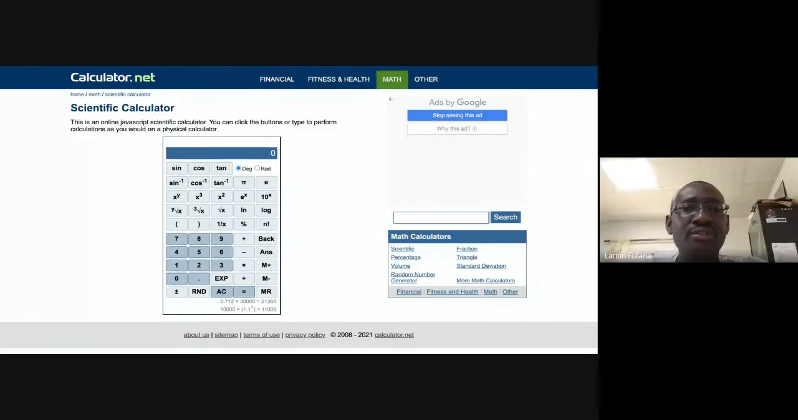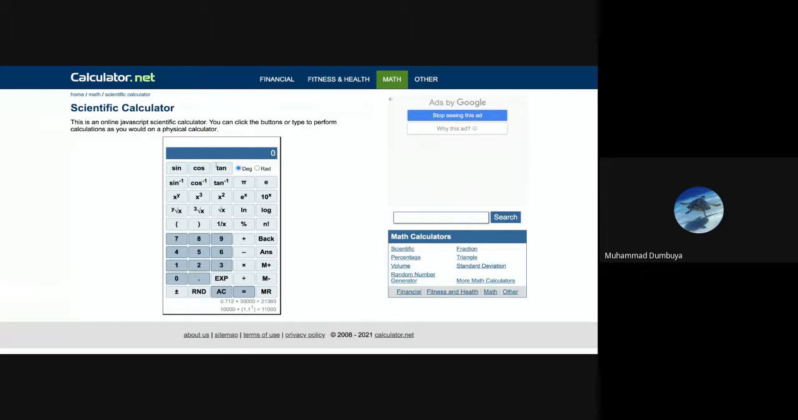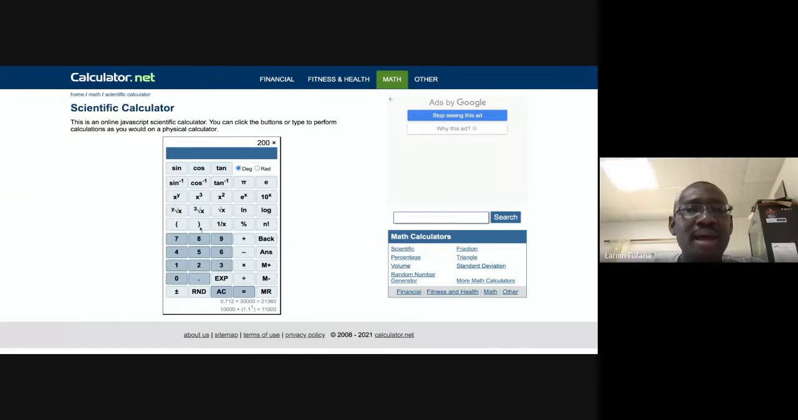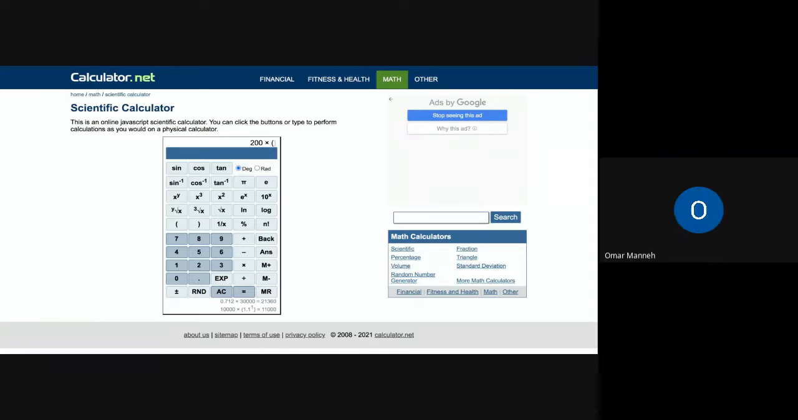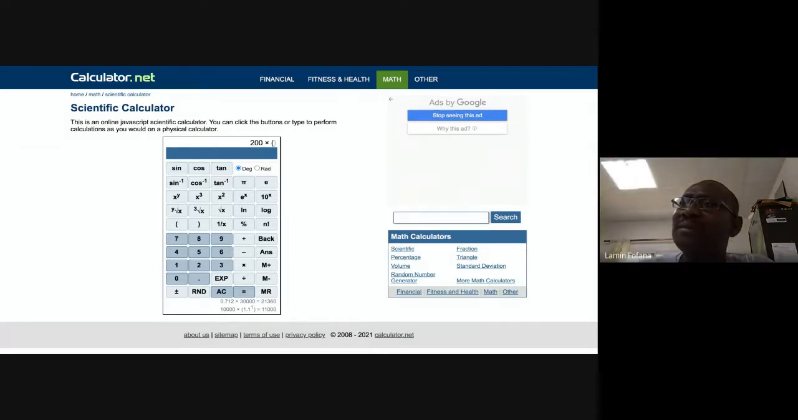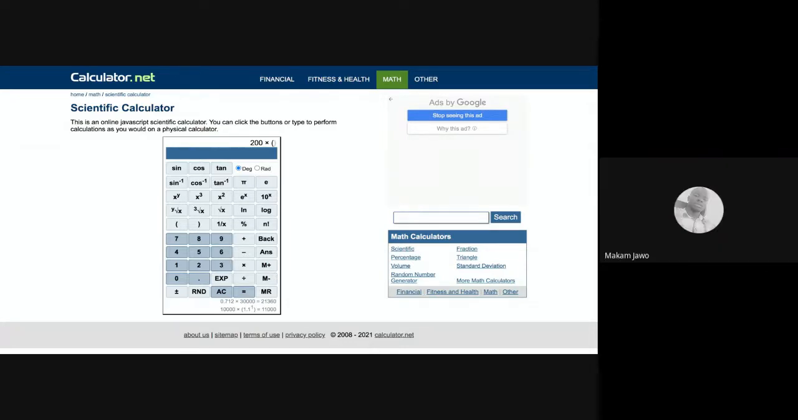Okay, let me do it. Check on my calculator. So 200 multiplied by bracket opens, 1 plus R will equal to what? 1 plus 0.07. I think, no, not 1.7. 1.07. 1.07, exactly.